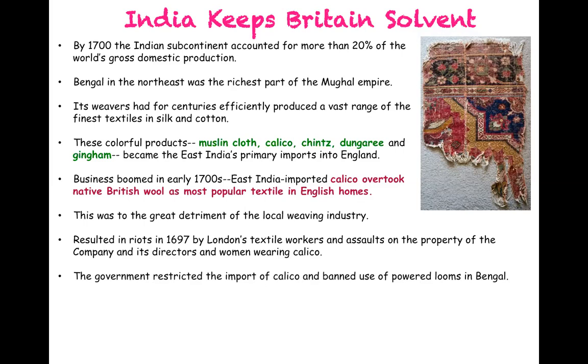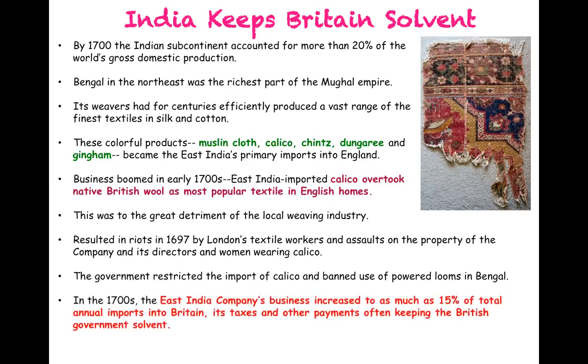Over the next 60 or 70 years, the East India Company's business increased to as much as 15% of the total annual imports coming into Britain. Its taxes and other payments, more often than not, kept the British government solvent. From the EIC's headquarters in London, instructions would be sent around the world regarding what goods should be purchased and the price to be paid. In retrospect, we can see the East India Company as the first imperial corporation, the very design of which drove it to market domination and speculative excess.